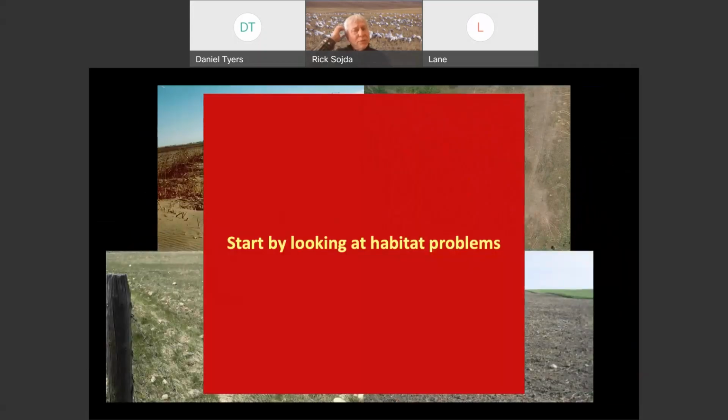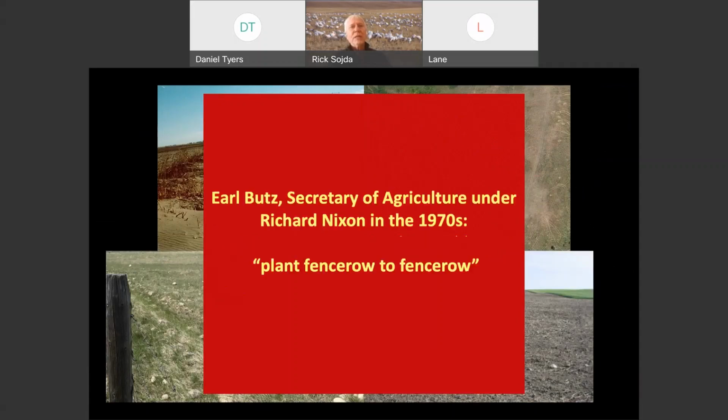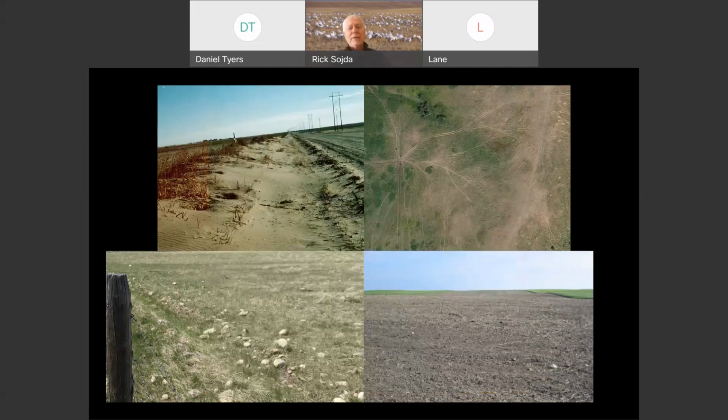Whenever we talk about upland game birds, we always end up talking about habitat problems. Earl Butz, who was Secretary of Agriculture under Richard Nixon back in the 70s, coined the phrase, "We need to plant fence row to fence row." Basically, they were trying to make more and more land available for agriculture, and by golly, they did it.